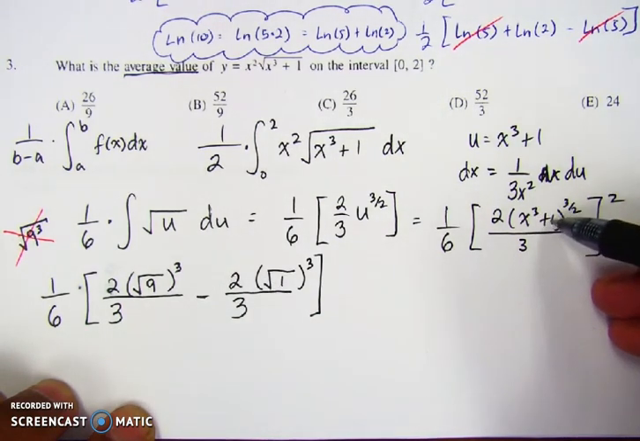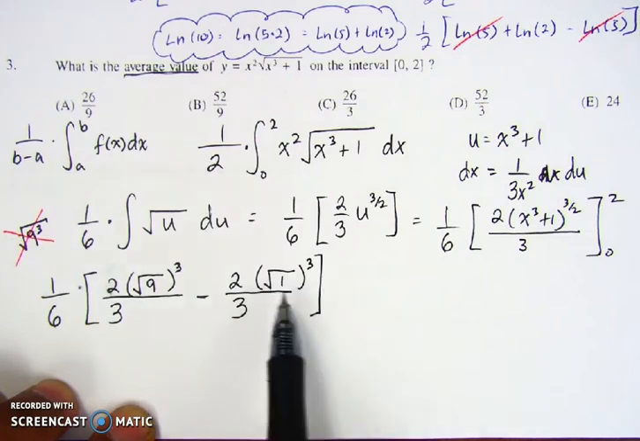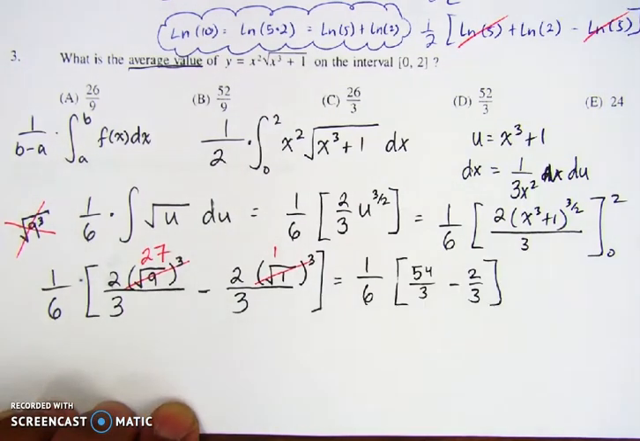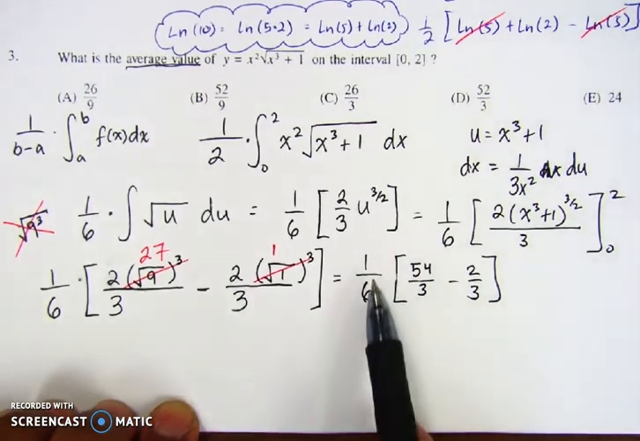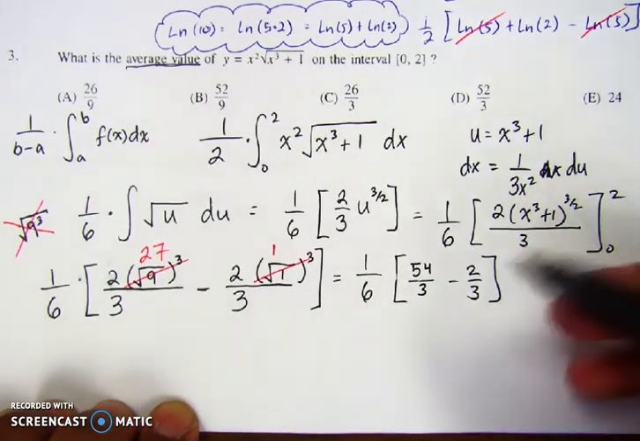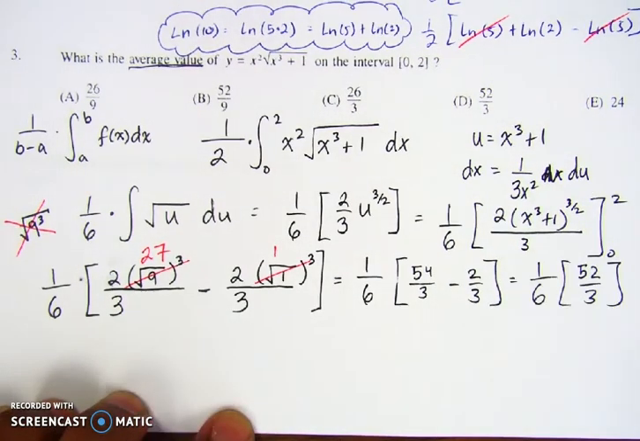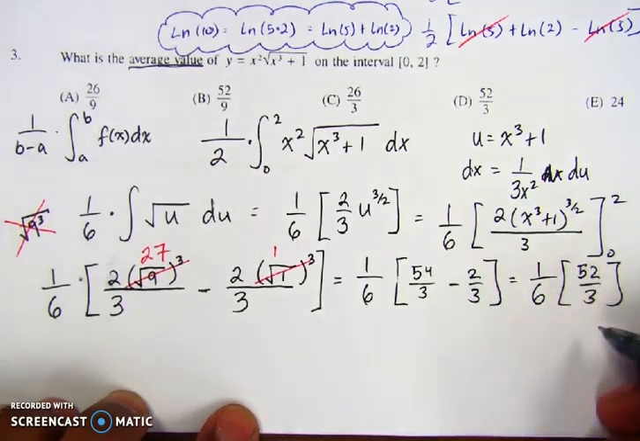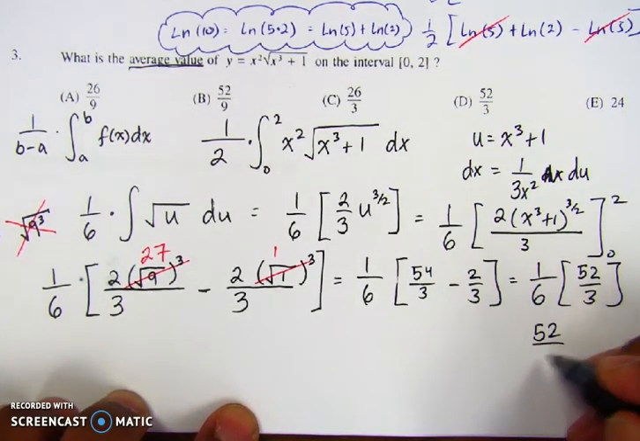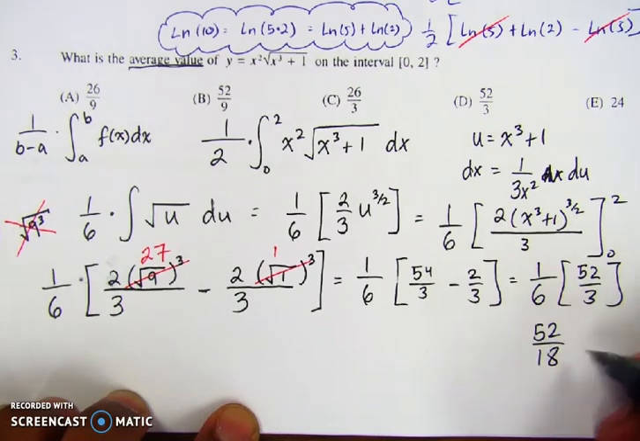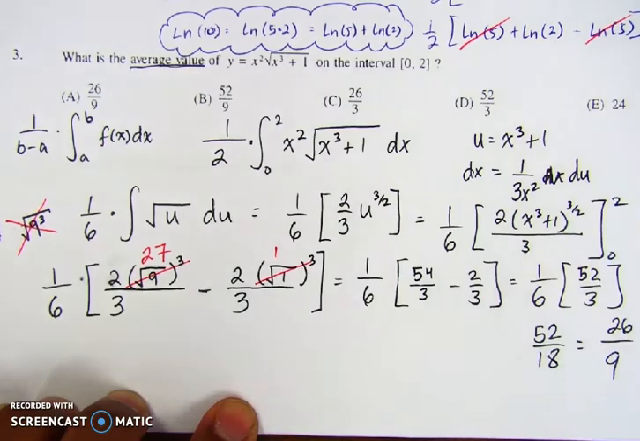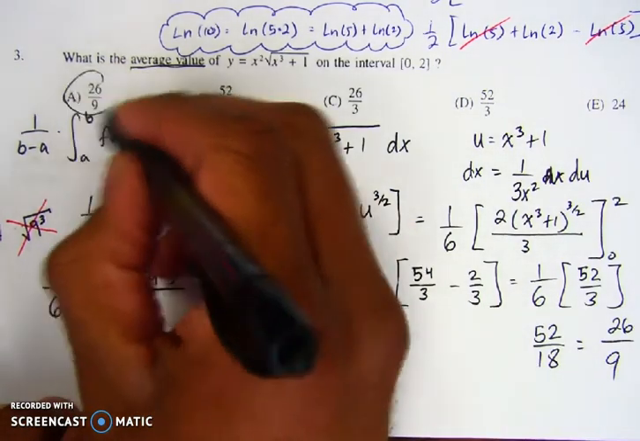So 0 cubed plus 1, and I have the square root of 1 cubed. So doing some arithmetic, you have 1 over 6 times 54 over 3 minus 2 over 3. So it's 1 over 6 times 52 over 3. This is just 52 over 18, which gives 26 over 9. The answer here is A, for another point.